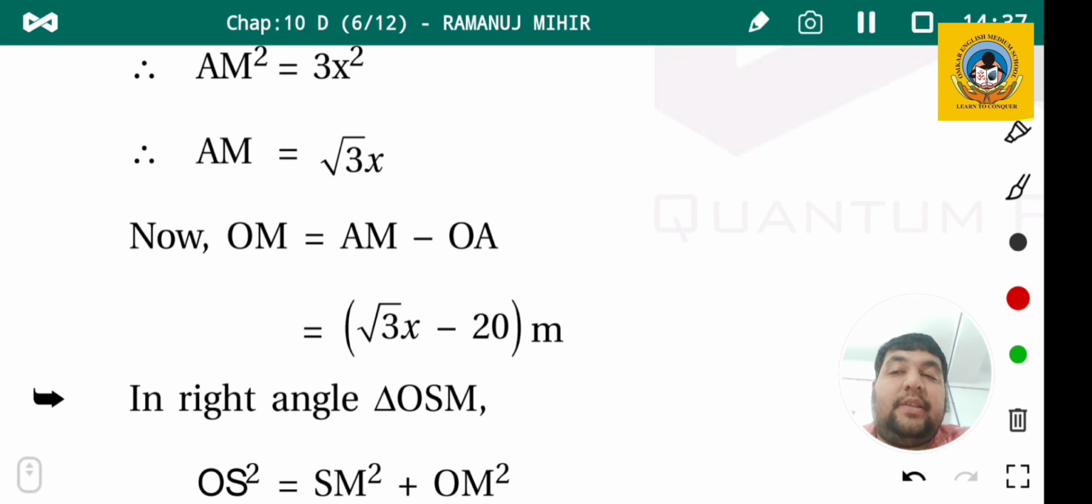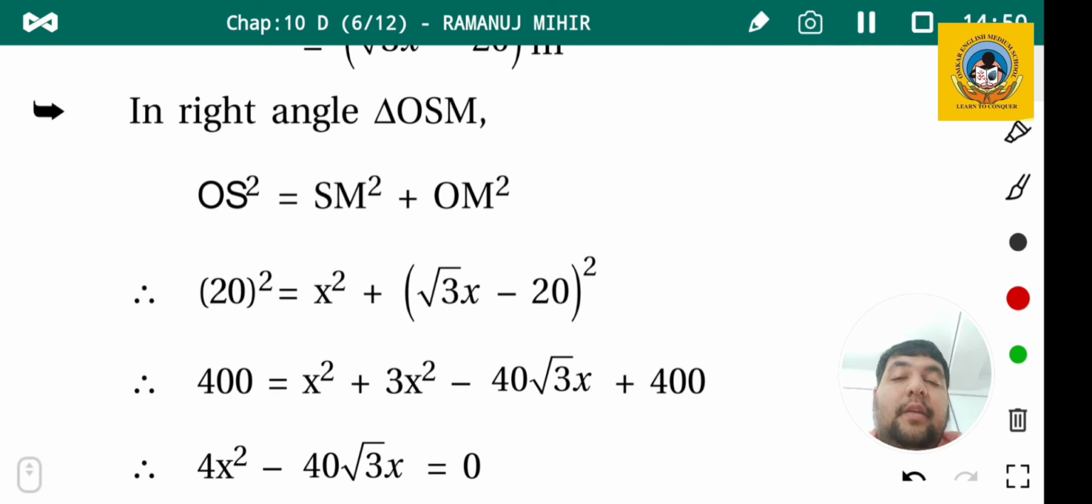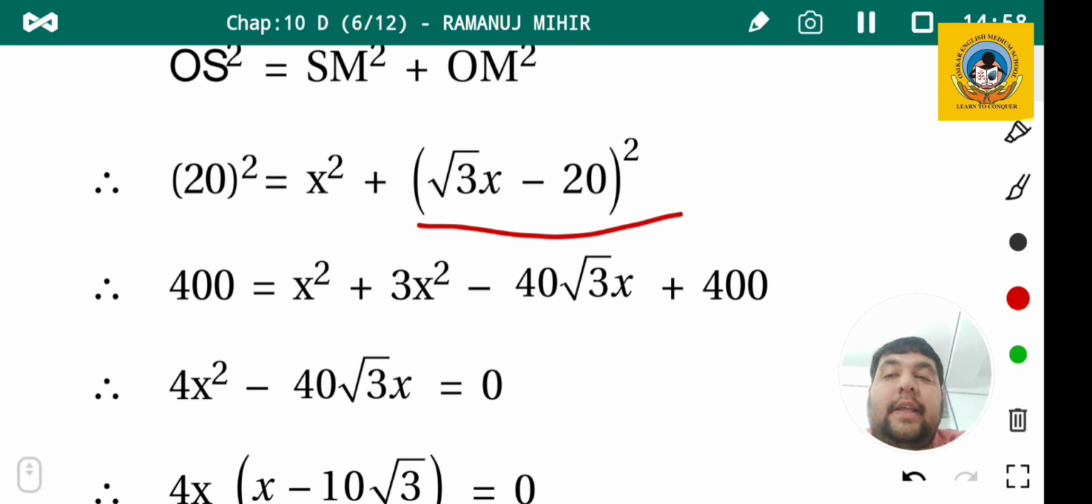Now applying the Pythagoras theorem, AM square plus SM square is equal to AS square. So AM square plus x square is equal to (2x) square. So AM square is 3x square and AM is equal to root 3 x, because the square root of x square will be x and the square root of 3 will be root 3. Now OM is equal to AM minus OA, that will be root 3 x minus 20 meter. Now take another right angle triangle, that is OS square is equal to SM square plus OM square. So 20 square is equal to x square plus (root 3 x minus 20) square. Now expand this as (a minus b) whole square. That will be x square, root 3 square is 3, x square, minus 2 times first term, second term, that is 40 root 3 x, plus 400.